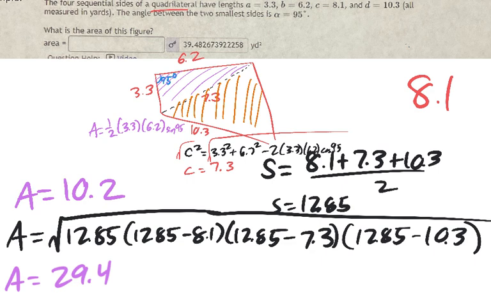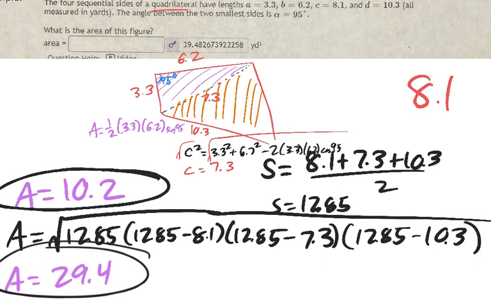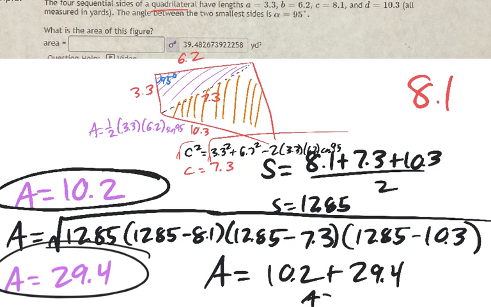So the area of the purple triangle was 10.2. The area of the orange triangle was 29.4. So the area of the whole figure would be 10.2 plus 29.4, which would be 39.6. Hey, that's what I got. What did they write down? They got 39.5.